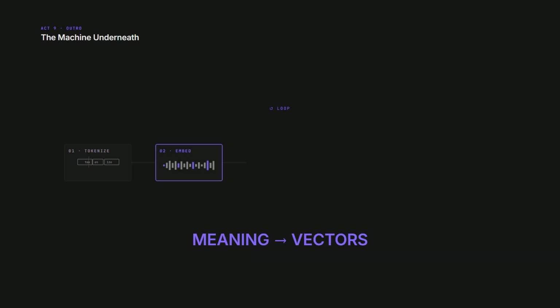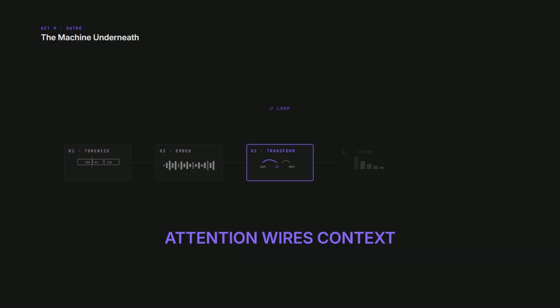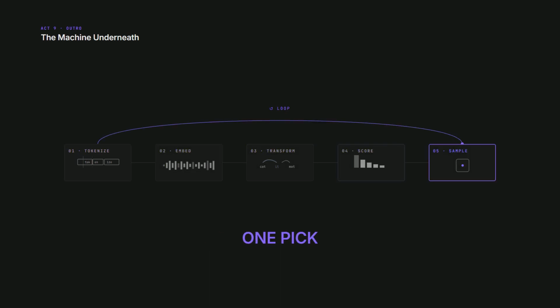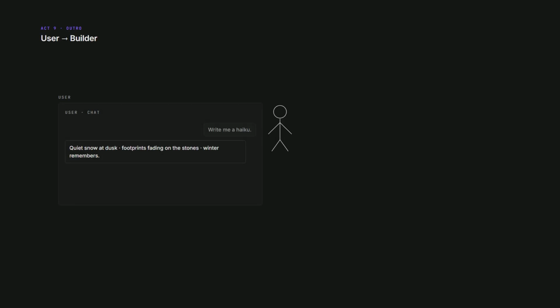Tokens in, meaning vectors. Attention connecting context. Probabilities over 100,000 options. One selection at a time. It's not magic, it's mechanism. Understanding the mechanism makes you a better builder.